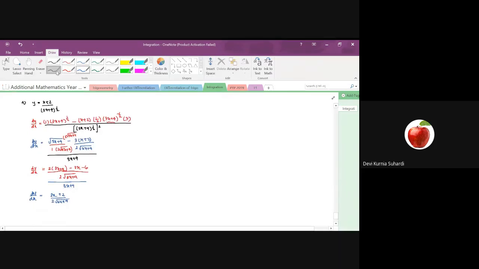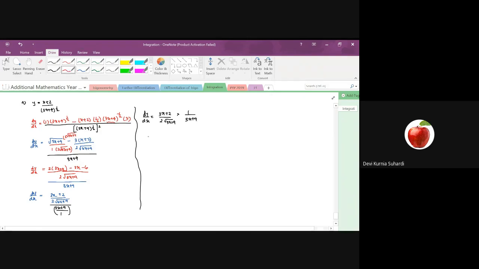Last part. How do we divide a fraction? We multiply by the reciprocal. So therefore, dy/dx, the differentiation of it, will be (3x plus 2) over 2 square root of (3x plus 4), multiplied with 1 over (3x plus 4).